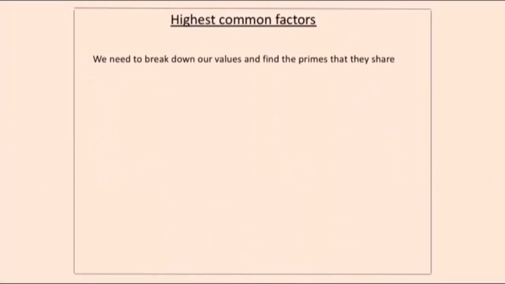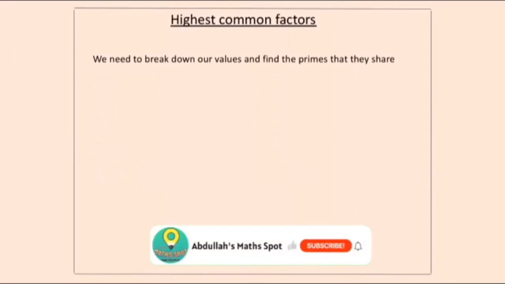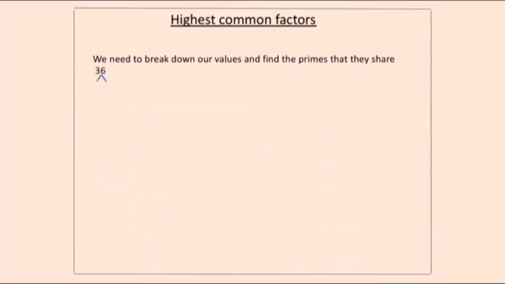And moving on to the highest common factor which we were discussing, we need to break down our values and find the primes that they share. So an example over here, 36: 2 into 18, where 2 is the prime, and 18 gets further factorized as 2 into 9, where 2 again is the prime, 9 is a composite, and here we have 3 into 3, which are both prime, and the process ends there. So the prime factorization of 36 is 2 into 2 into 3 into 3, or you could say 2 square into 3 square.